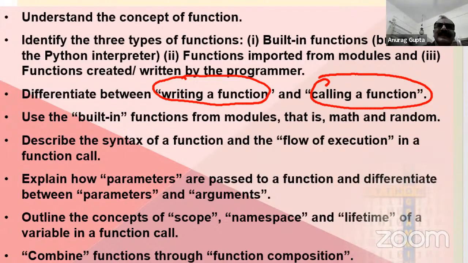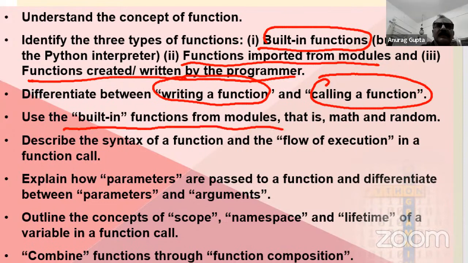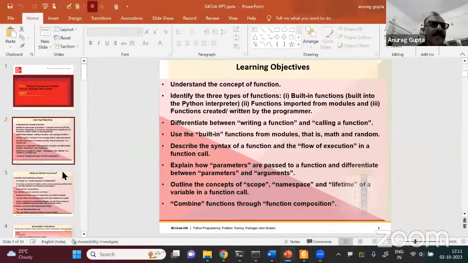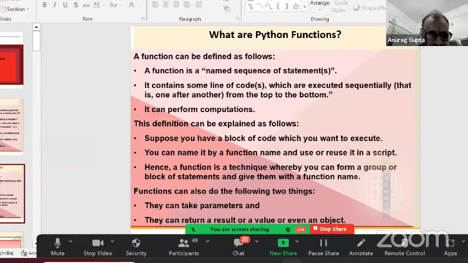Okay. So I said there are three types: built-in functions, functions imported from modules, and functions written by the programmer. Built-in functions are there, and from modules, math and random. Okay. Then, okay, let's move ahead. Let us see, what are Python functions?